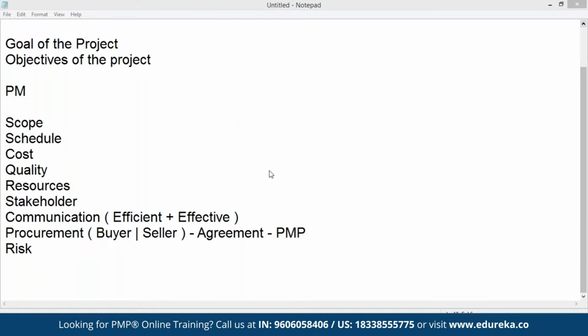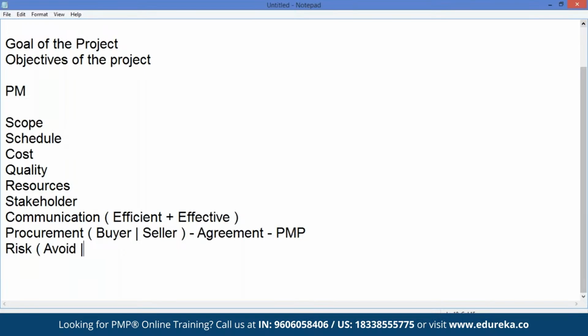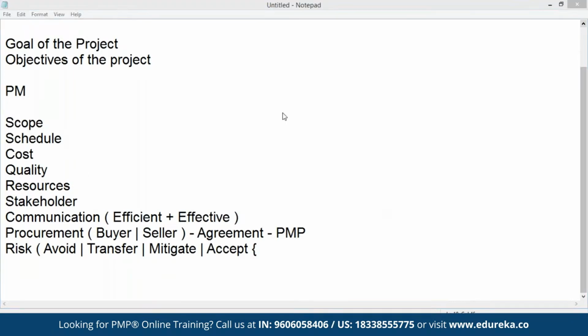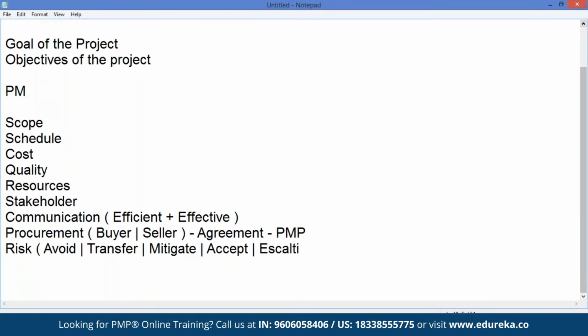So when we talk about risk management, when we talk about risk response, we will talk about something called avoid. We want to avoid the risk. You want to transfer the risk, right? You want to mitigate the risk. You want to accept the risk, and you want to, what's the last one? We talk about escalating the risk. Okay, so these are some important strategies that we are going to use to respond to a risk. Similarly, when we talk about positive risk, we look at strategies.